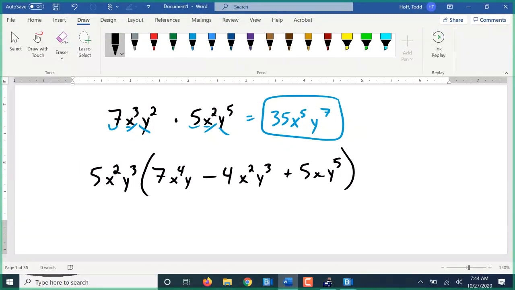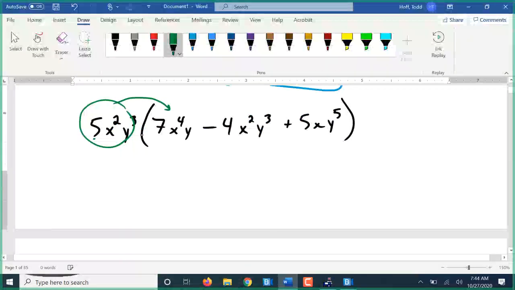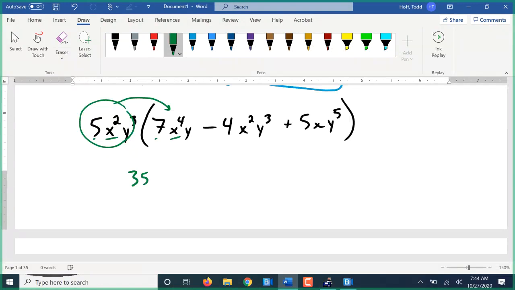So, we multiply here. We're going to distribute 5x squared y to the third times 7x to the fourth y. 5 times 7 is 35. X squared times x to the fourth is x to the sixth. Y to the third times y, remember we think of that as y to the 1. So 3 plus 1 is 4, that's y to the fourth.